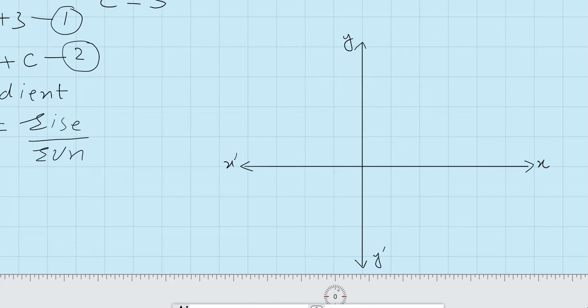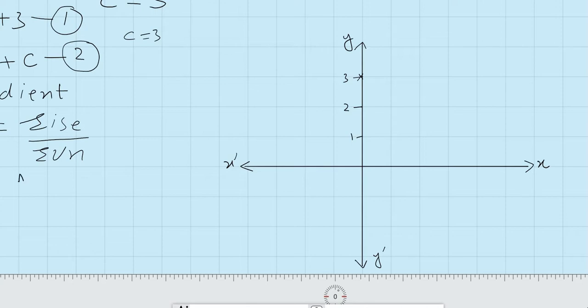Now what is our intercept? As you can see, c is equal to 3. In order to draw a straight line, the first and most important step is to mark the point c equals 3 on the graph paper. If I assign 1 square as 1 unit, then 1, 2, then 3. So this 3 is our y-intercept.